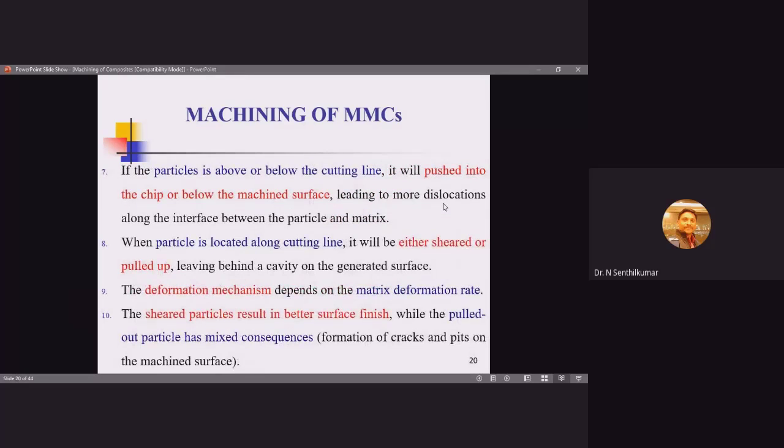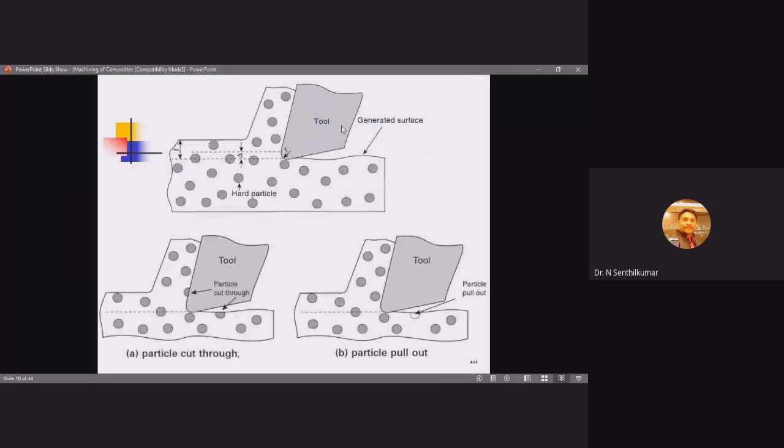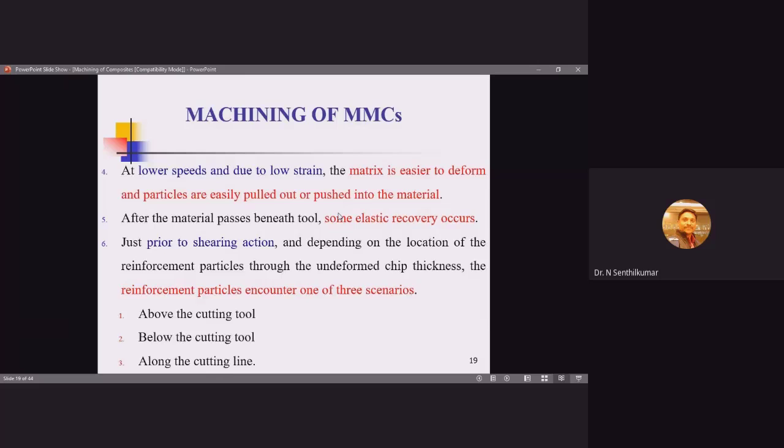If the particle is above or below the cutting line, the cutting line is nothing but the machining line. So this is the line that you can see. This is the machining line. This particulate is on the cutting line. These three particulates are on the cutting line. This is below the tool and this is above the tool. So these are the three scenarios that you are seeing.